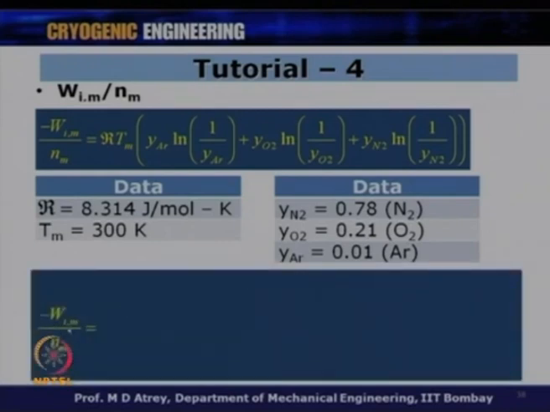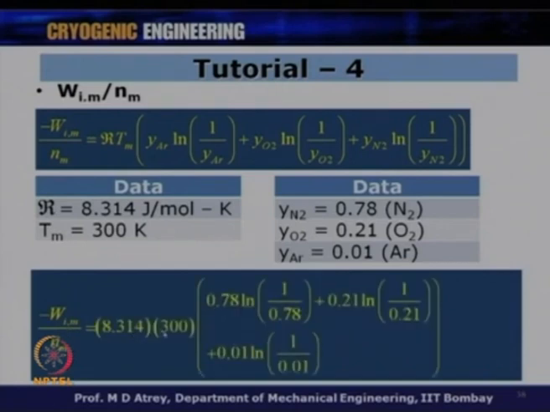You get work of separation of mixture per mole of mixture is equal to 8.314 into 300, 0.78 log 1 upon 0.78, plus 0.21 log 1 upon 0.21, plus 0.01 log 1 upon 0.01. This is equal to 1415.6 joules per mole of mixture. So, work of separation per mole of mixture is given by this. That means, all the three components are separated and the work is represented per mole of mixture.